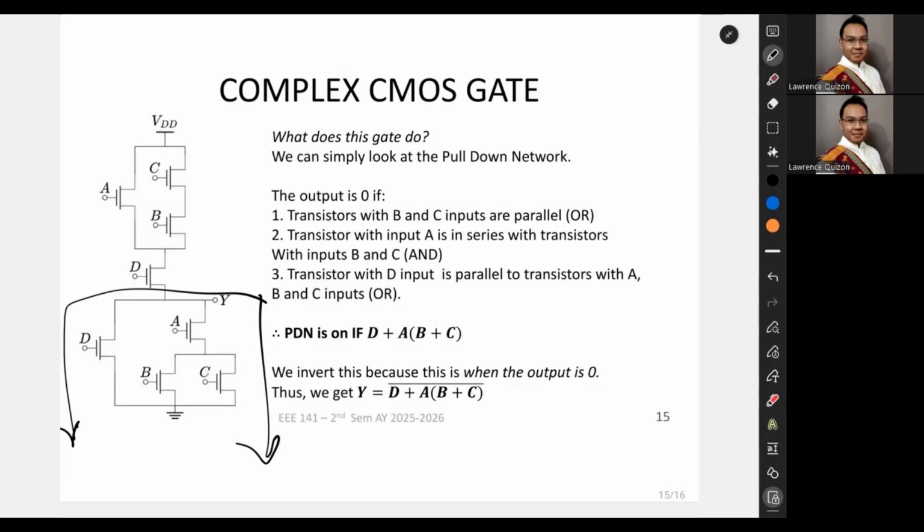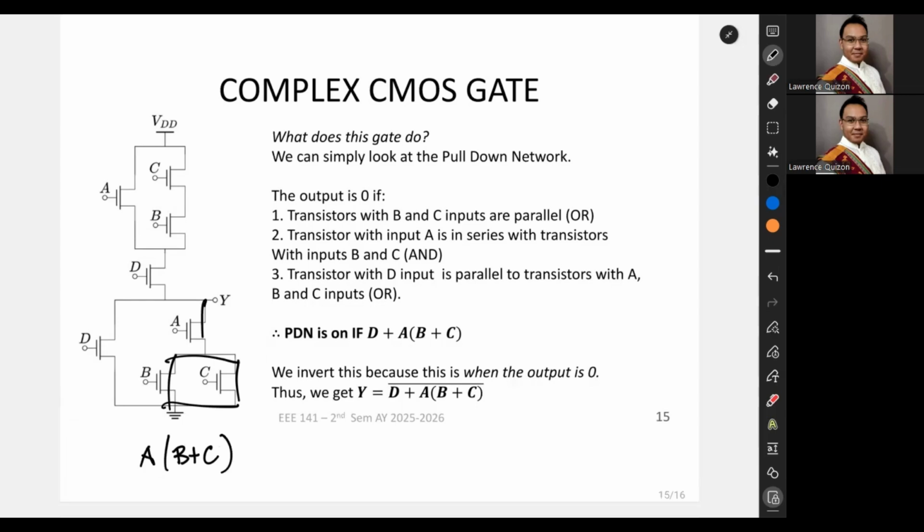So the output is 0 if transistors with B and C inputs are in parallel. So we have B or C. That's from here, right? Then that only happens if A is also on. Or actually, you don't have to take that path. It's 0 if D is on. So then, since this is when it's 0, we complement that. And this is the final logic expression for Y.